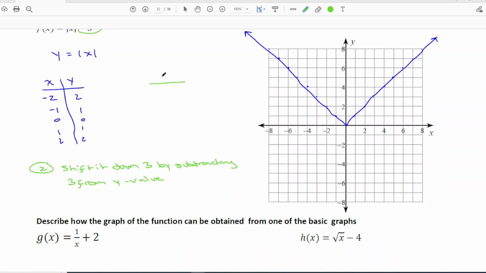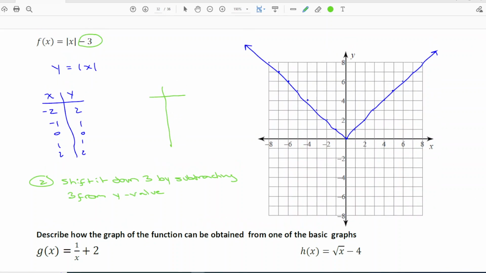So let's just make our table of values over here. Again, this one's a transformation on y, not x. So we're going to keep our x values the same: negative 2, negative 1, 0, 1, 2. And then for our y values, you're going to take that absolute value of x and then subtract 3 from it. In other words, all of our y values are going to have minus 3.